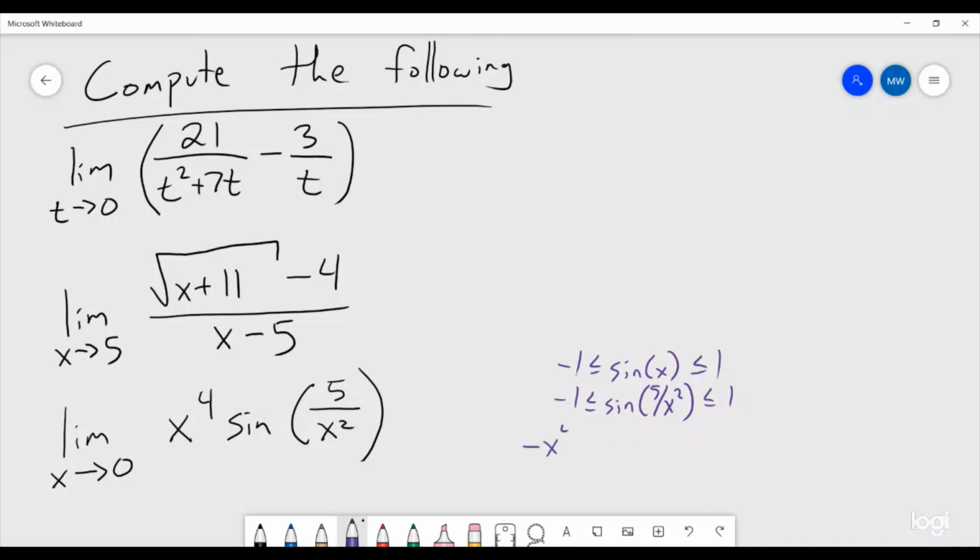which means that negative x to the 4th is less than or equal to x to the 4th sine of 5 over x squared, which is less than or equal to x to the fourth. And then x to the fourth goes to 0, or negative x to the fourth goes to 0, x to the fourth goes to 0, so this is going to be equal to 0.